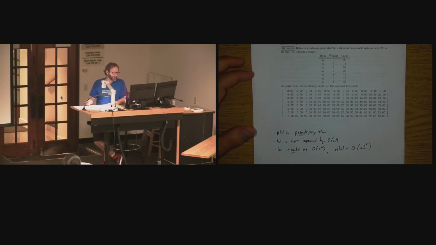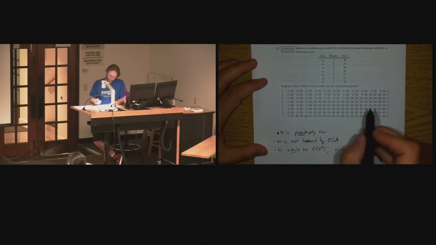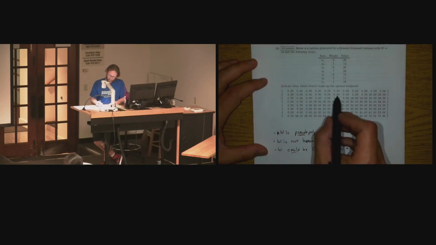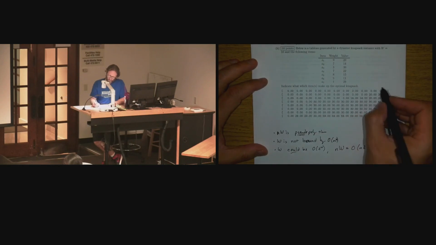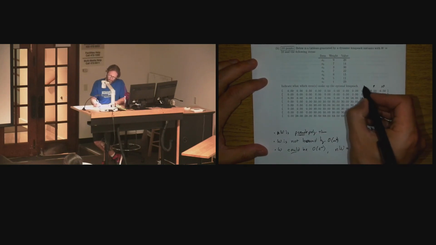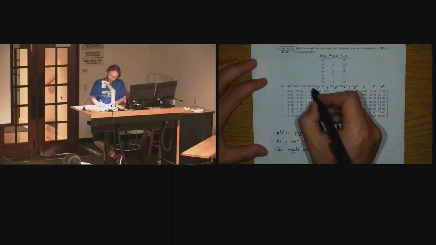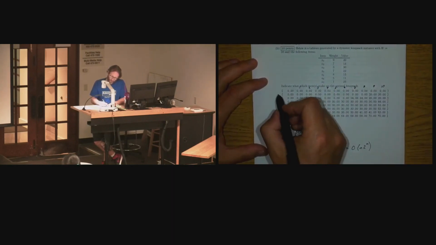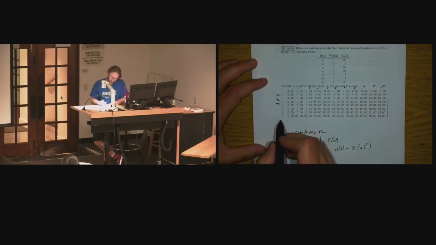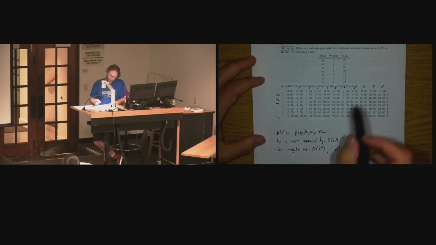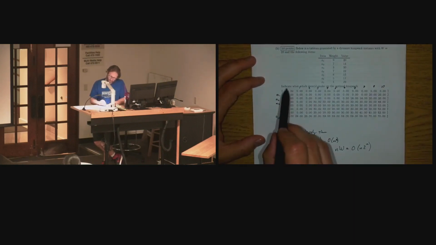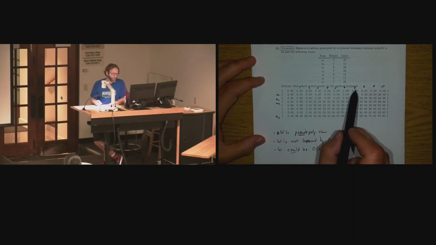Below is a tableau generated by a knapsack with instance W is equal to 10. So that's going to be 0, 1, 2, 3, 4, 5, 6, 7, 8, 9, 10. 9, 8, 7, 6, 5, 4, 2, 1. And here are the items, A1, A2, A3, all the way up to A7. Indicate which items make up the optimal knapsack.